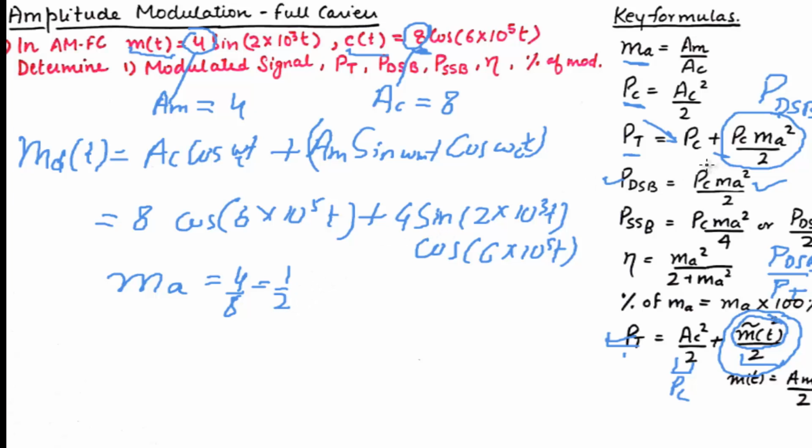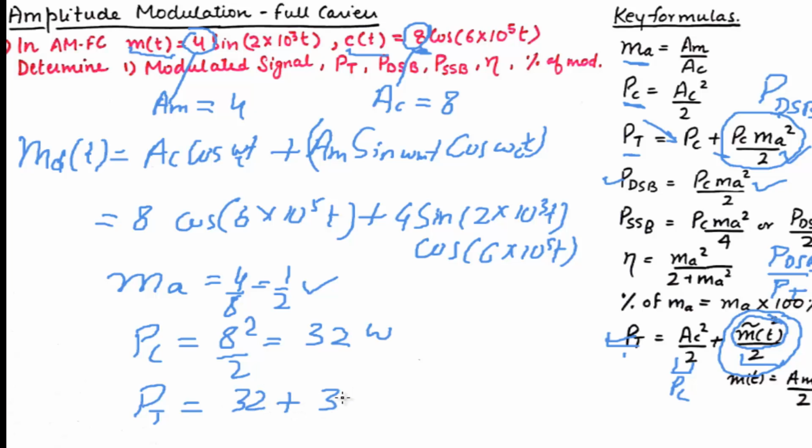MA is going to be used in a lot of places, for example here. So we need to calculate PC now in order to calculate total power, and MA is now calculated. Modulation index is half, 0.5. So let's calculate PC. PC is AC square by 2, AC is 8. So 8 square by 2 is 32 watt. And my total power is going to be PC, 32, plus 32 into half square by 2.